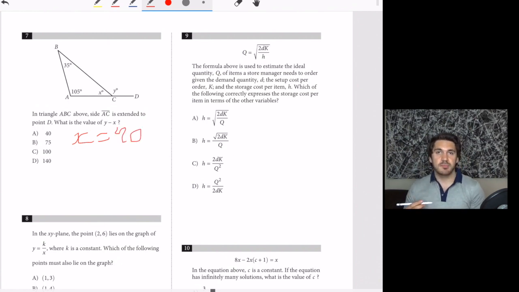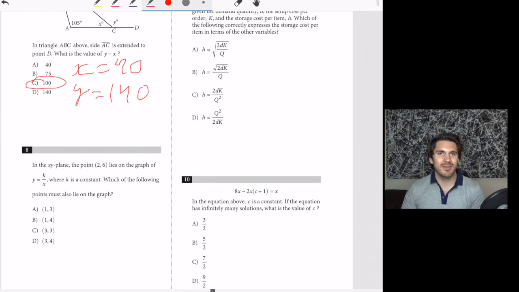Now, x plus y are on a line, which means they have to also add up to 180, which means the y has to equal 140. y minus x is 140 minus 40, which is 100. Cool. Not so bad right now, right? So far, so good. Number 8, in the xy plane, the point (2, 6) lies on the graph of y equals k over x, where k is a constant. Which of the following points must also lie on the graph?